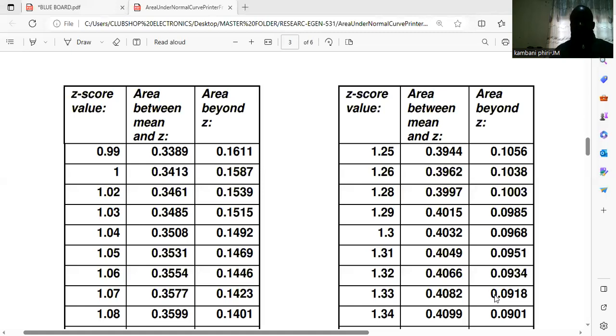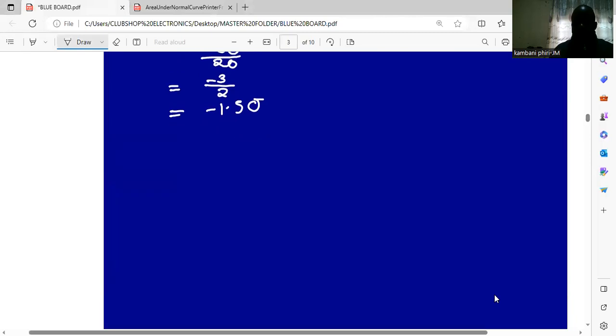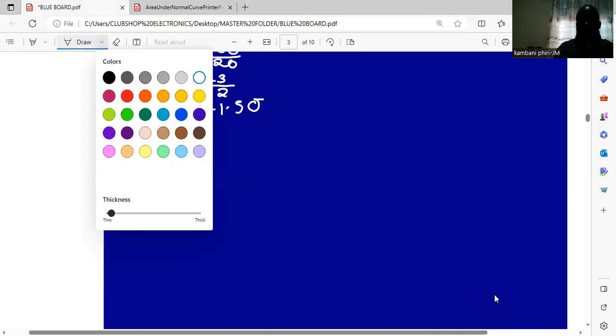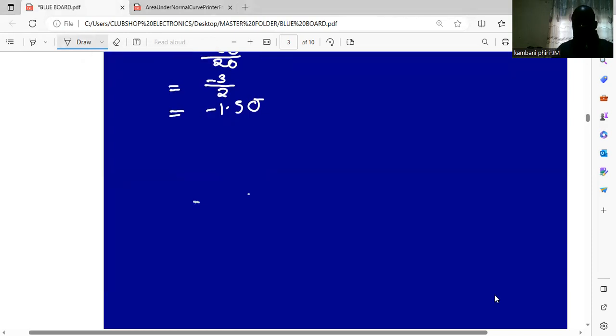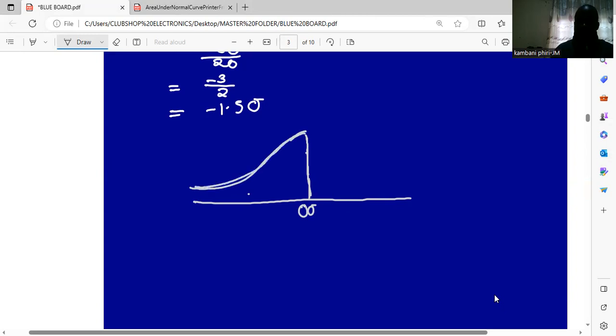So we want negative 1.5. Maybe before we even get the actual value, we can try to draw our normal curve. Here is where our mu is, which is this 0 sigma. Then it will curve here, an equal curve there.